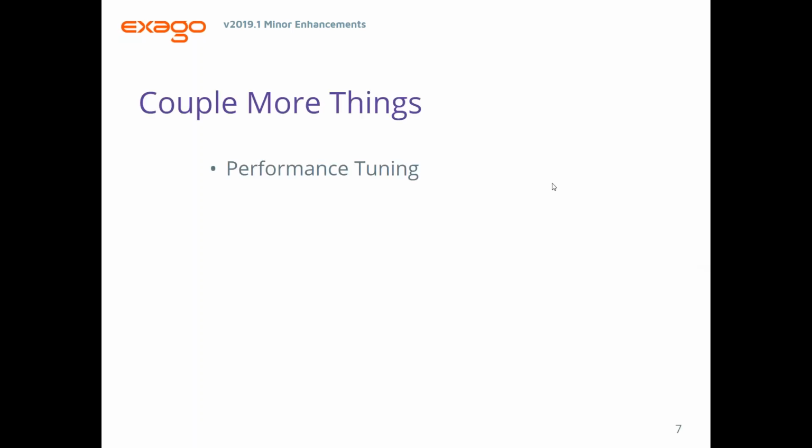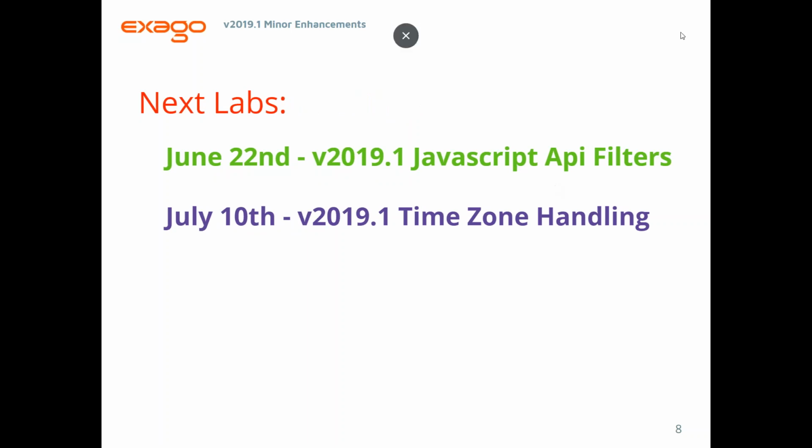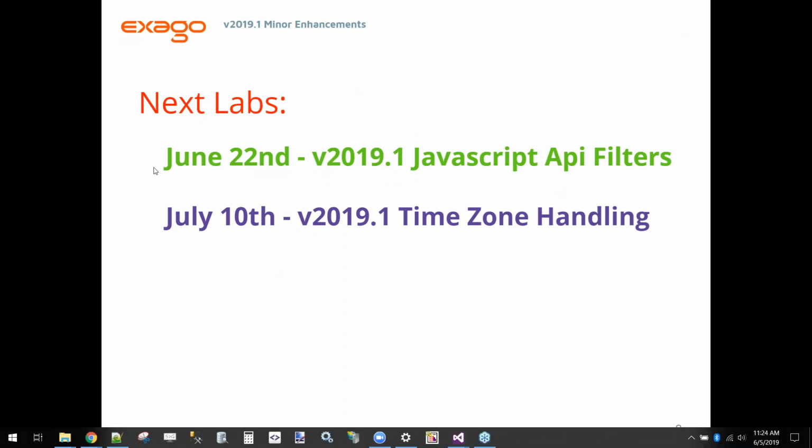Awesome. I see not so many questions as calls of glee at some of the enhancements I've shown here. So I'm going to pause for any final questions, but as I do that, let me say that we have two upcoming labs planned. On June 22nd, my colleague Nick is going to be covering adding filters via the JavaScript API. And then on July 10th, I'm going to be covering a different 19.1 enhancement that I didn't mention here because it's a little more significant: a new way of time zone handling.